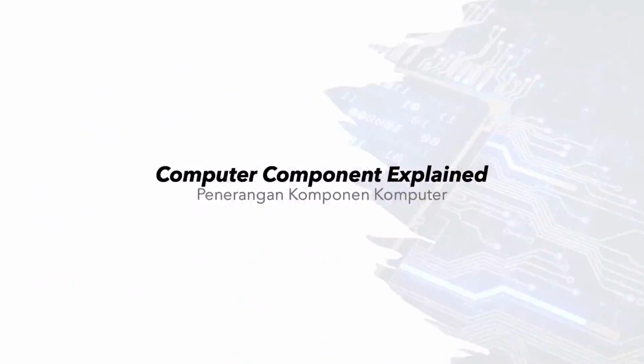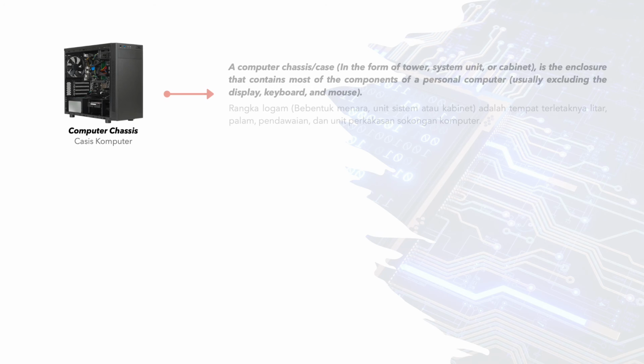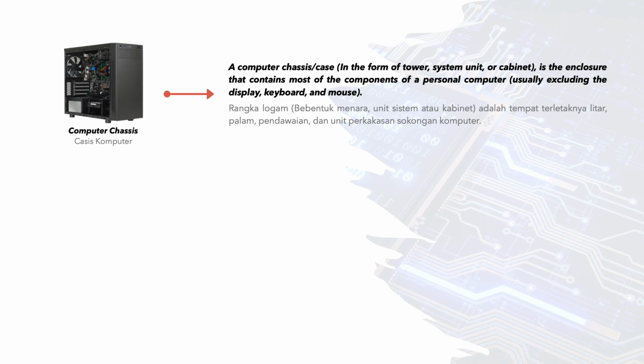Computer components explained. Computer chassis. A computer chassis case, in the form of tower, system unit, or cabinet, is the enclosure that contains most of the components of a personal computer, usually excluding the display, keyboard, and mouse.